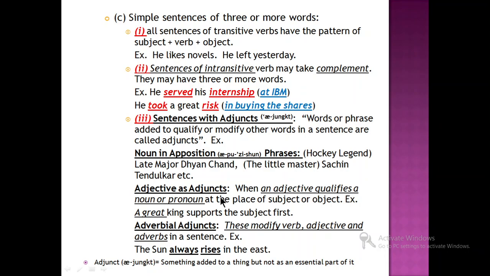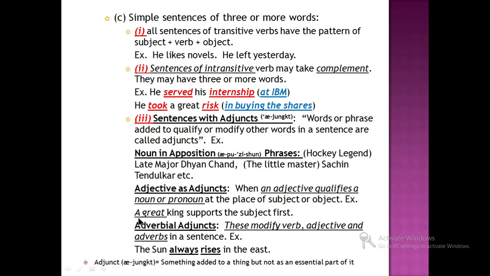एडजेक्टिव्स एज एडजंक्ट्स, जहां पर एडजेक्टिव आ रहा है एडजंक्ट्स के तौर पे. ओके, when an adjective qualifies a noun or a pronoun at the place of a subject or object, जहां पर उसकी जरूरत नहीं है, without the use of that adjective adjunct, you can frame the sentence. But if you want to add something to it, to it means to a noun or a pronoun.